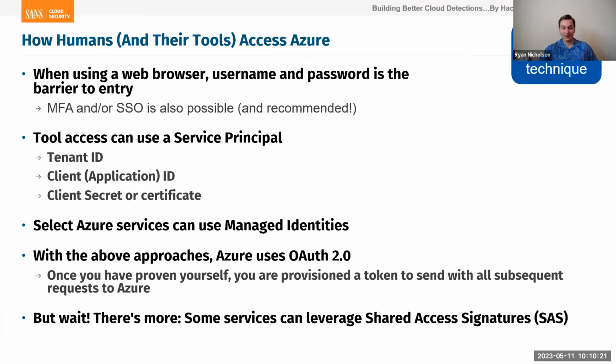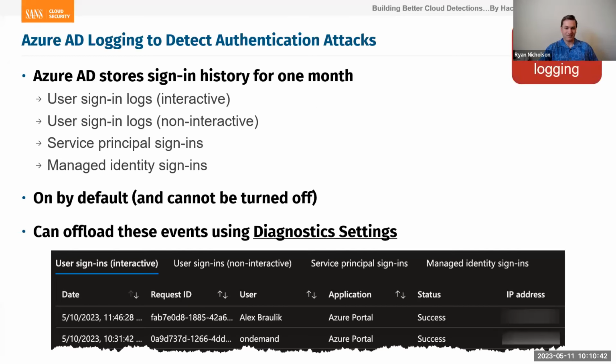And some services, worth mentioning here, thanks to Alex Brolick, he was reviewing some of my slides before this webcast, and he mentioned, hey, you might want to talk about, and Alex, by the way, is another instructor of 541, he mentioned, you might want to talk about shared access signatures as well, or SAS tokens. Another thing an attacker may go after, again, to try to access some cloud resources in the Azure environment. So many, many, many ways to get access to Azure that we'll talk about here moving forward.